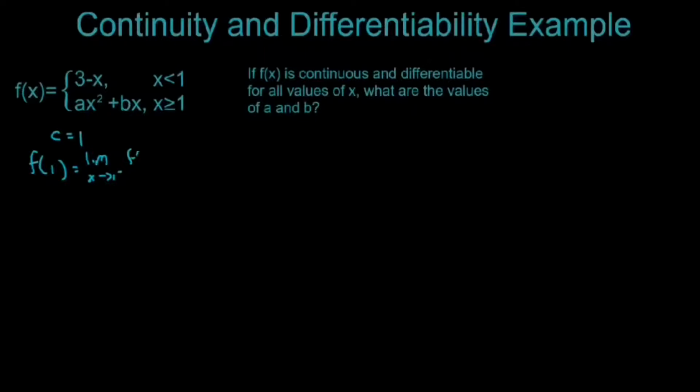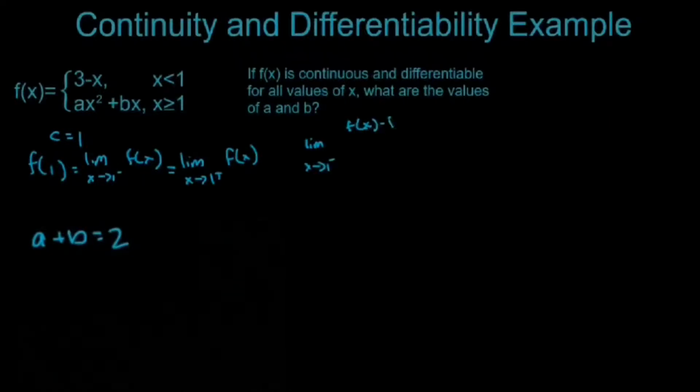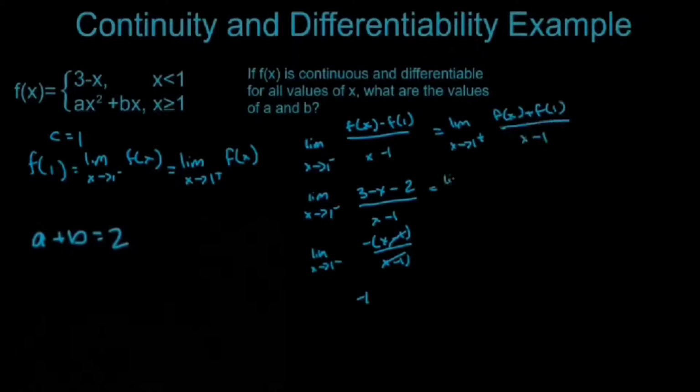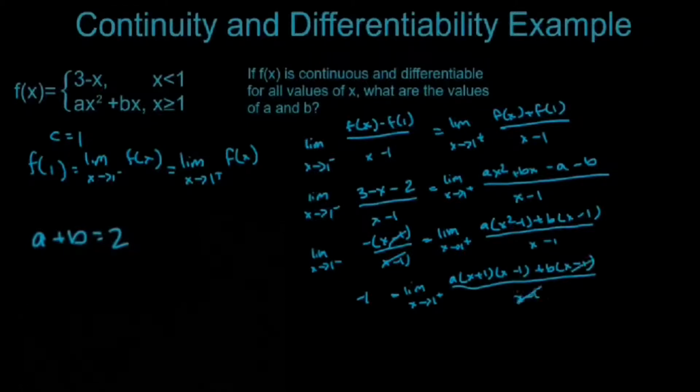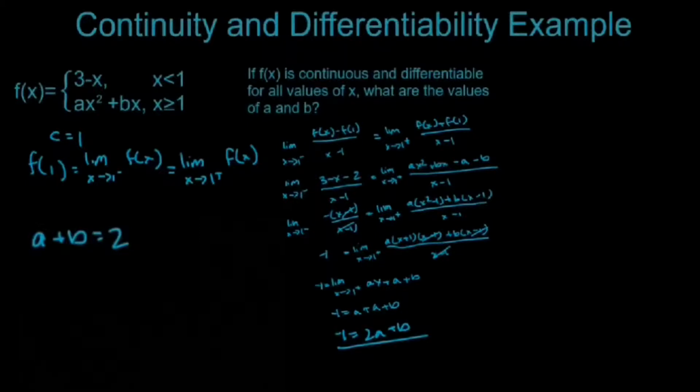We see that from the left, the limit as x approaches 1 equals 3 minus 1, or 2. Therefore, the limit as x approaches 1 from the right has to equal 2 as well. When we plug in x equals 1 to ax squared plus bx, it simplifies to a plus b, and we know that a plus b has to equal 2. Next, using the definition of differentiability, we set the left and right limit as x approaches 1 equal to each other, plugging in the respective functions of the piecewise and simplifying. You eventually get that negative 1 equals 2a plus b.